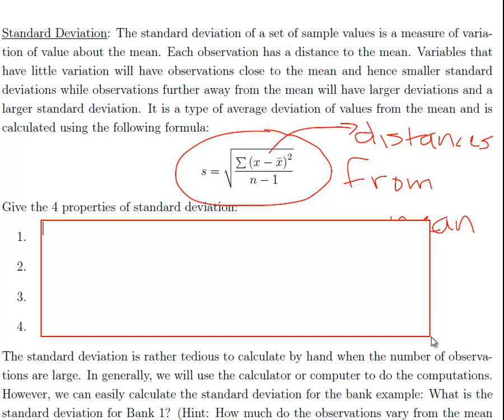Okay, so there are some properties of the standard deviation. The first property is that it measures distances or deviations from each observation to the mean. The second property is that it's always positive or 0. It can't be negative because we're talking about distances. Distances are always positive.